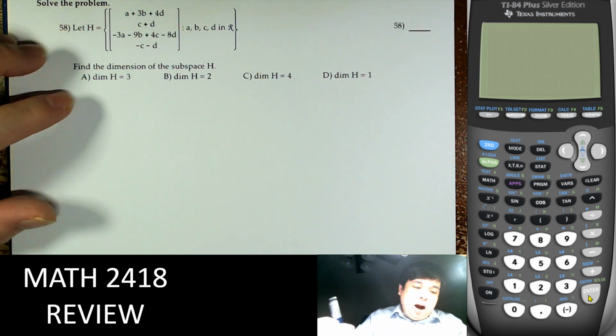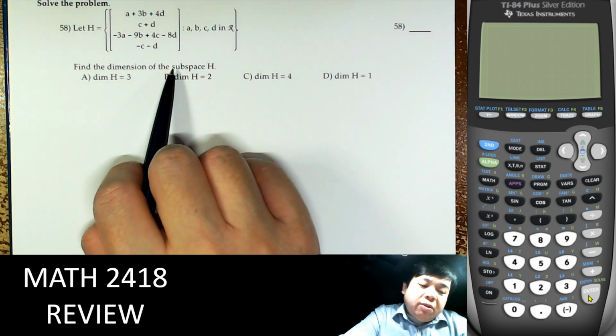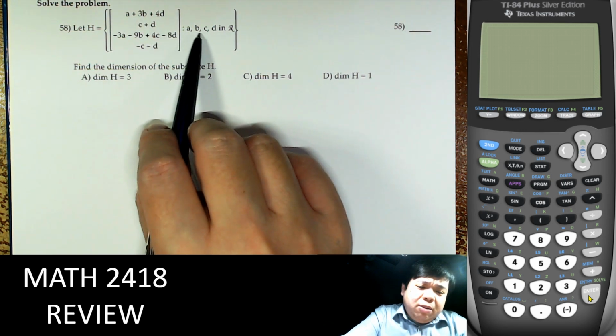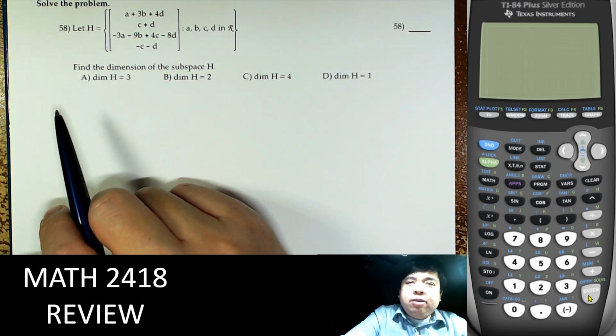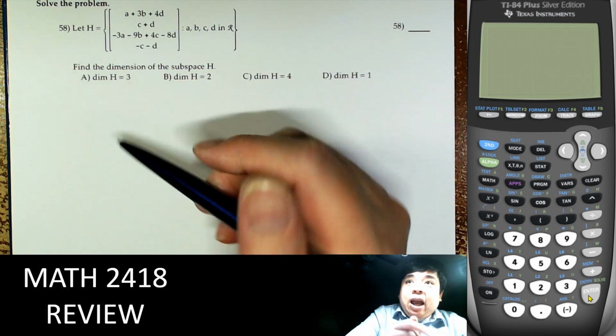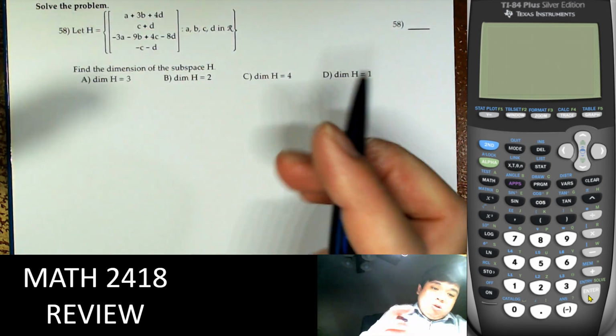Right. Let H be this matrix. Find the dimension of the subspace of H. And we look at this, we say there's A, B, C, D, well, the dimension 4, right? And there are 4 vectors, 4 components. Well, be careful with that. We just have to write this in the matrix first.